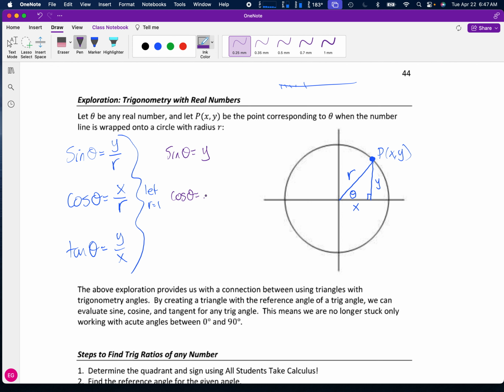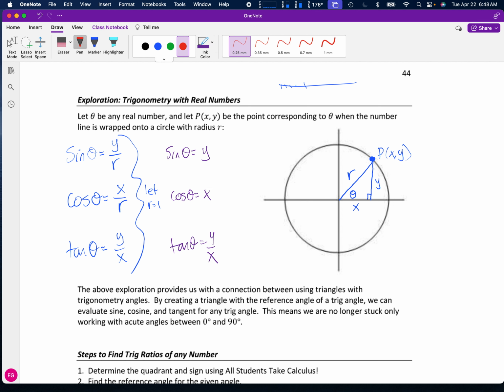Cosine theta is now just going to equal x, and then tangent doesn't change. It's just y over x. Okay? So using these little definitions here, that sine is a y value, cosine is an x value, and tangent is y over x, which makes sense because tangent's sine over cosine. So sine is y and cosine's x. Then tangent, which is sine over cosine, will be y over x. So that should make a tiny bit of sense. We can start figuring out some other things here.